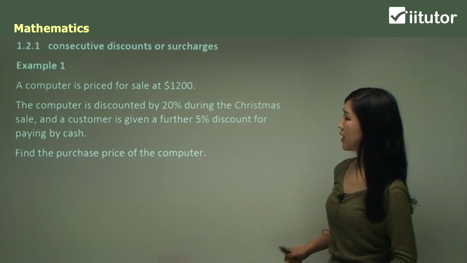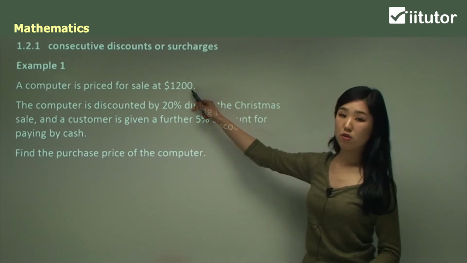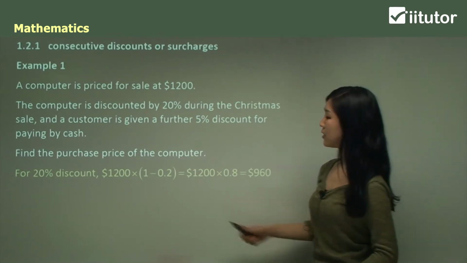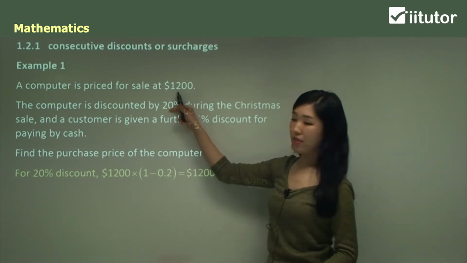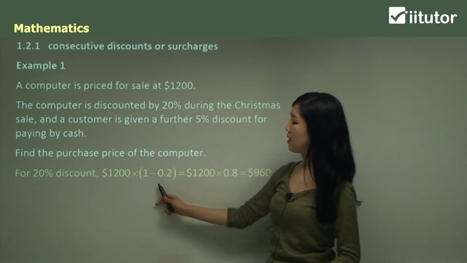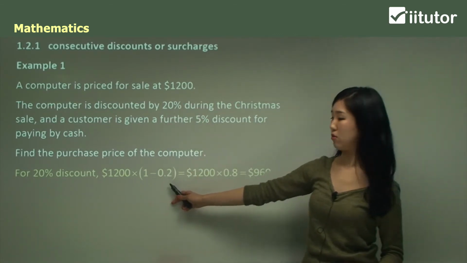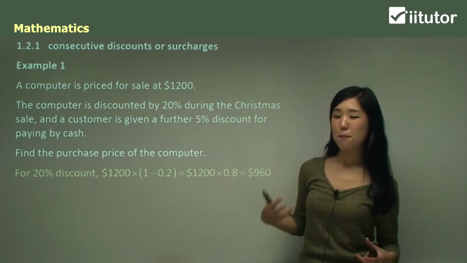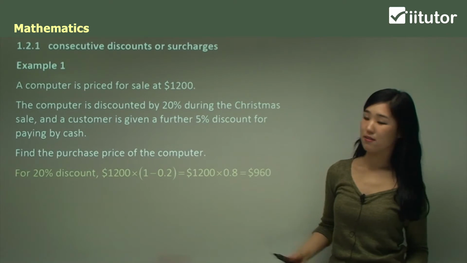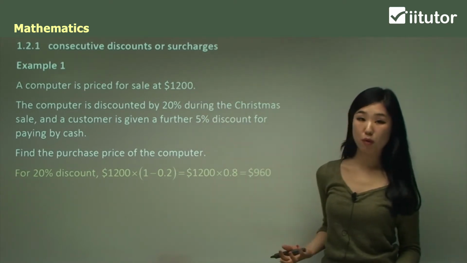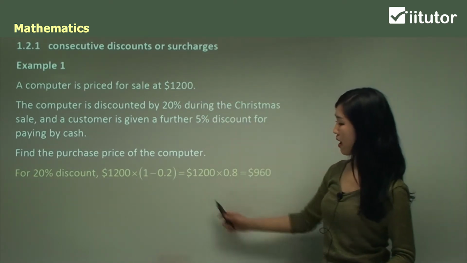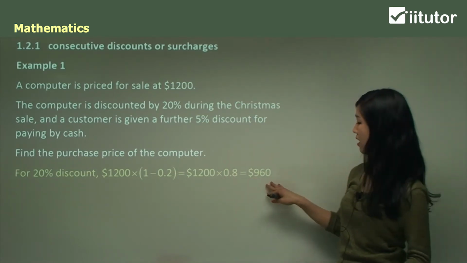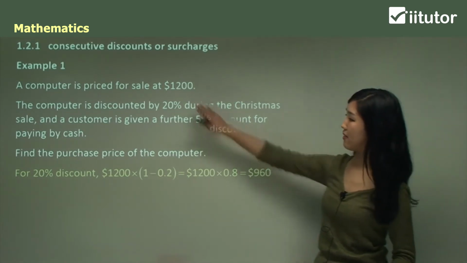So what we're going to do is, because this is the original price of the computer, I'm going to first of all do the 20% discount. So from the $1,200, I multiply by 1 minus the 20%, or 0.2 as a decimal. Because it's a 20% discount, I'm basically multiplying by 80% of the original price. So we have 1,200 times 0.8, which is the 80%. You get $960. So see how that's a little less than that?